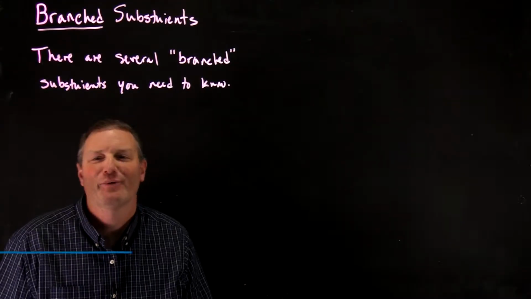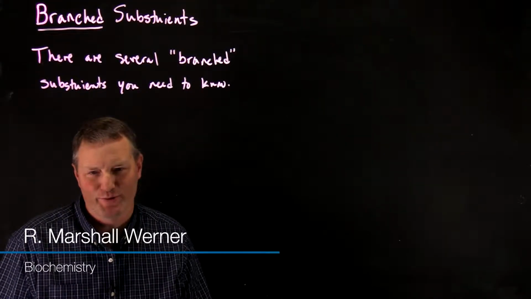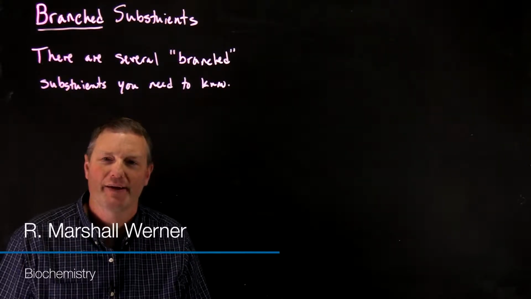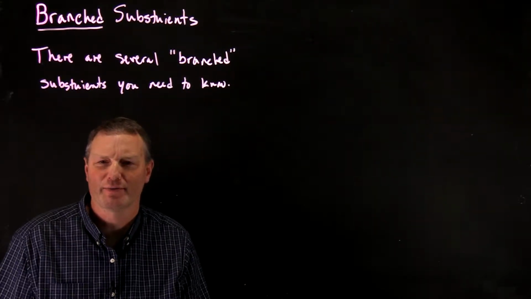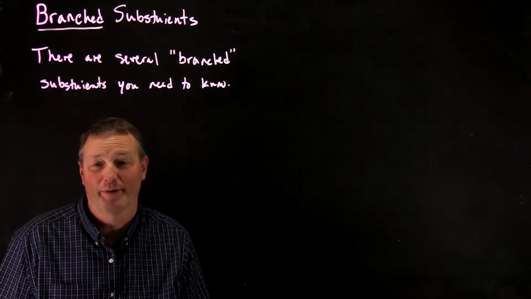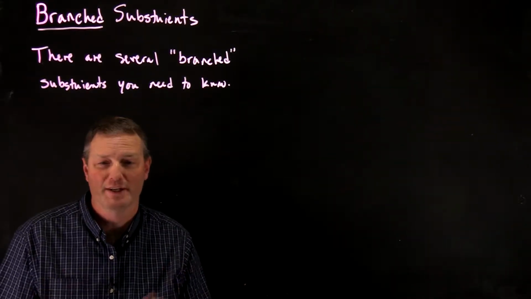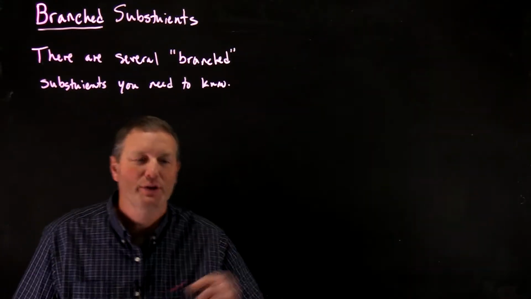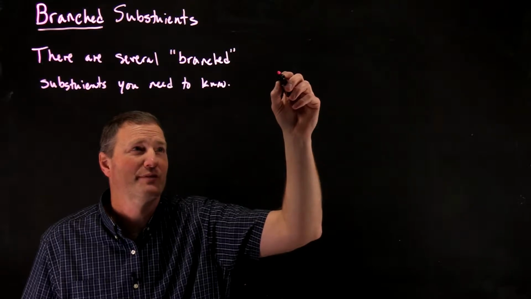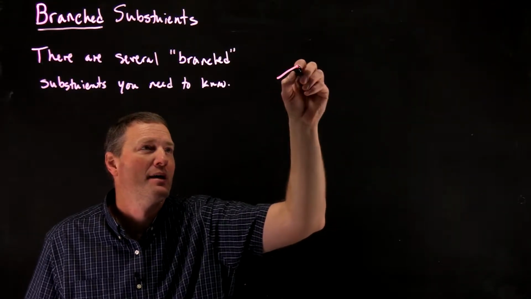Hi, in this video we're going to talk about branched substituents that come off of a main carbon chain. This is an area that oftentimes students get a little confused about. There's really just a couple of these that you really need to know. There are quite a few of them, but we're just going to focus on a couple of them. So let's look at a compound that has one of these branched substituents and figure out how we're going to name this.